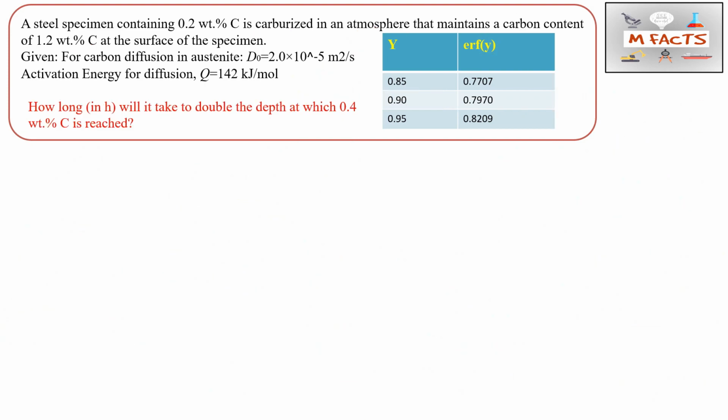So the next part of this question is, how long in hours will it take to double the depth at which 0.4 weight percent of carbon is reached? The rest of the question is the same, and this data is the same. Okay, so here we have the formula x by 2 root Dt is equal to constant by Fick's second law. This is the solution of Fick's second law. Okay, so x square by Dt is equal to constant.